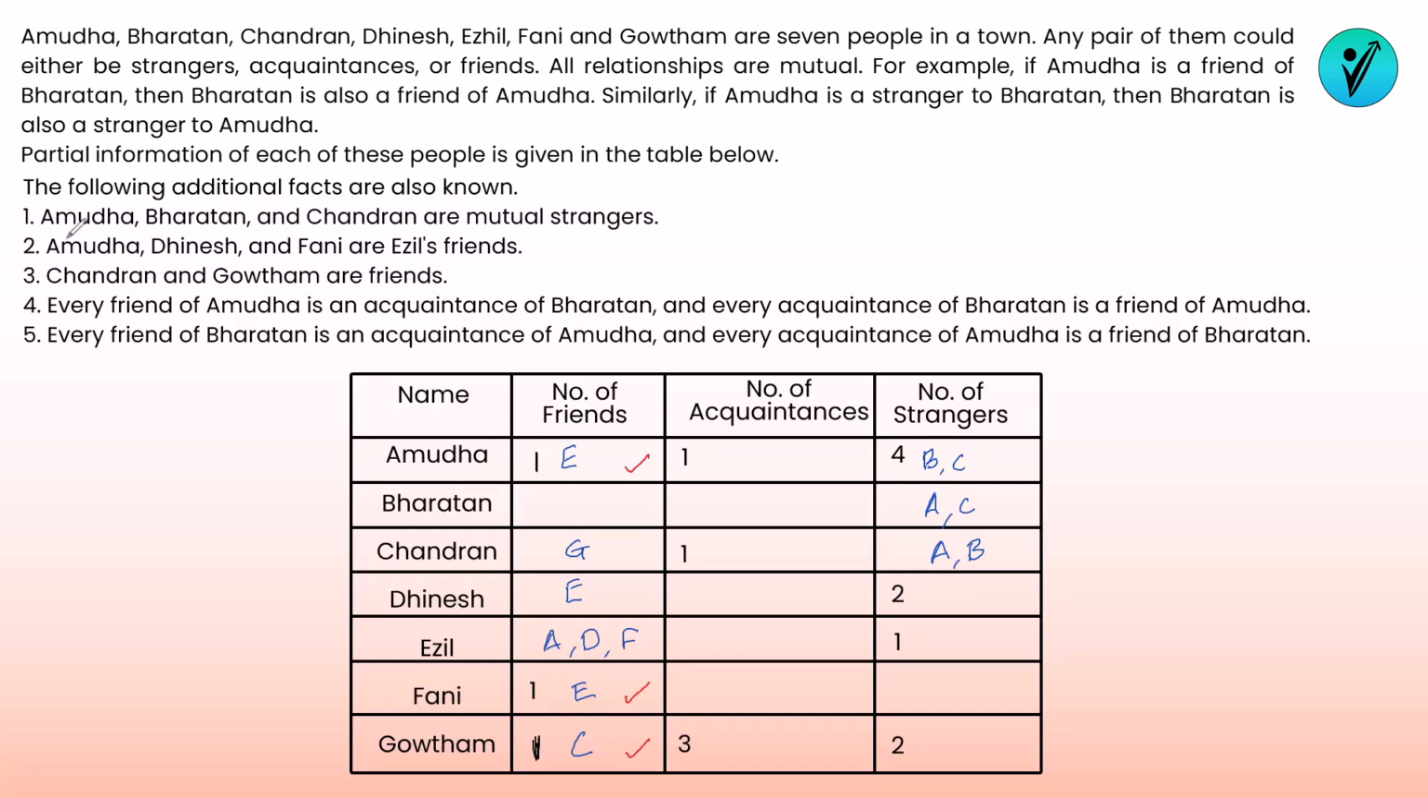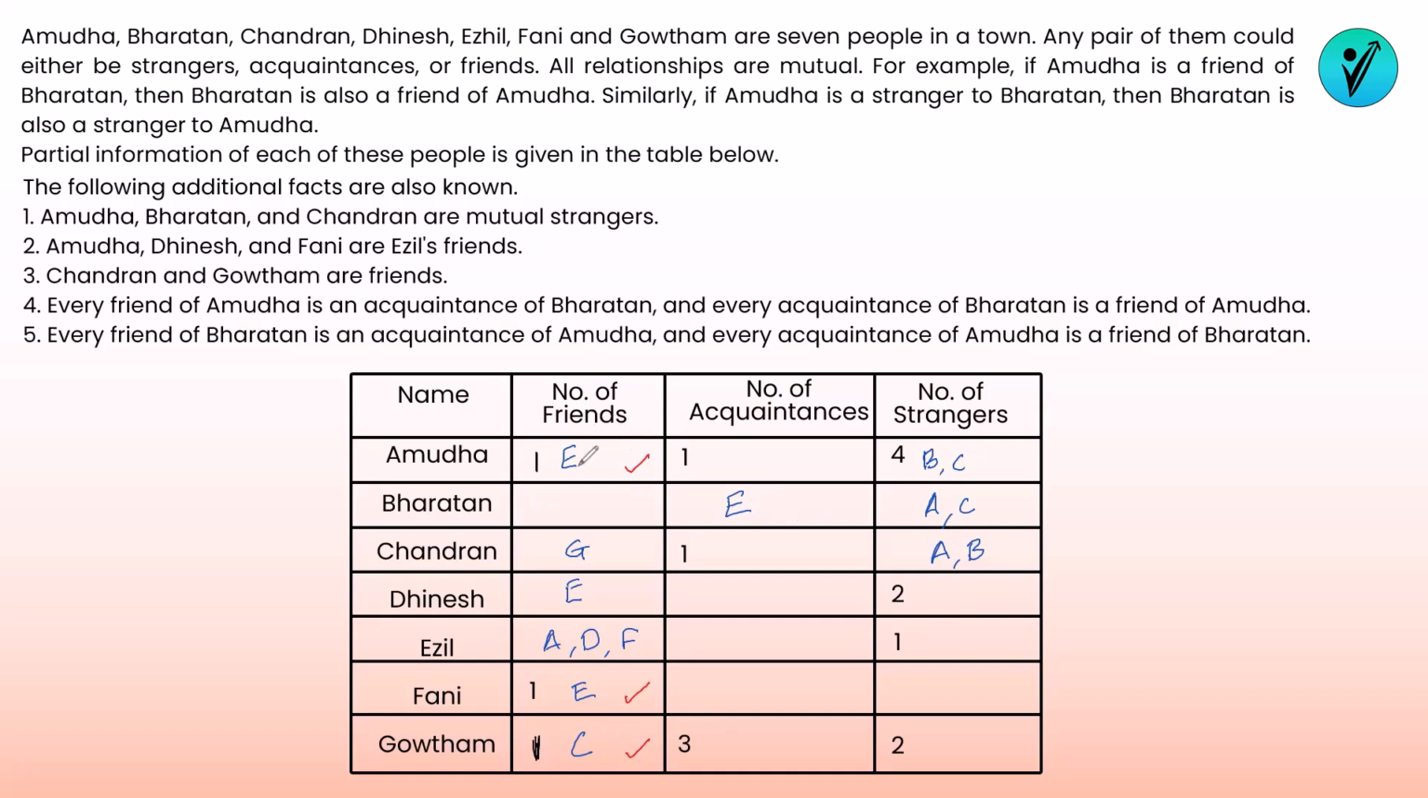Now, let's try and see what else can be filled in. The 4th statement says every friend of A is an acquaintance of B, and every acquaintance of B is a friend of A. Every friend of A is an acquaintance of B. How many friends does A have? 1. That friend is an acquaintance of B. So I'm going to write E as an acquaintance of B. That acquaintance is E. And every acquaintance of B is a friend of A.